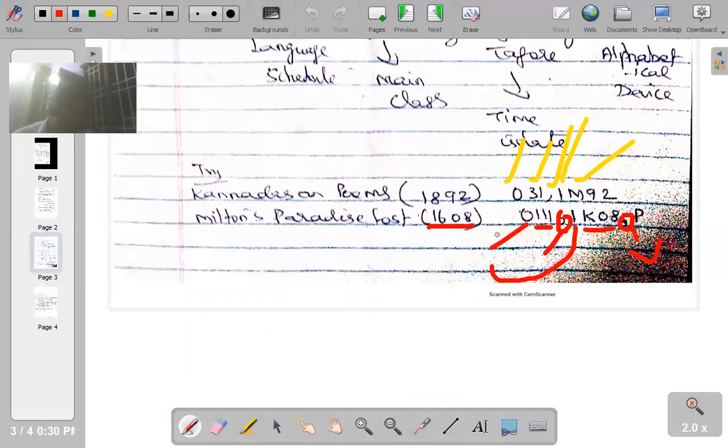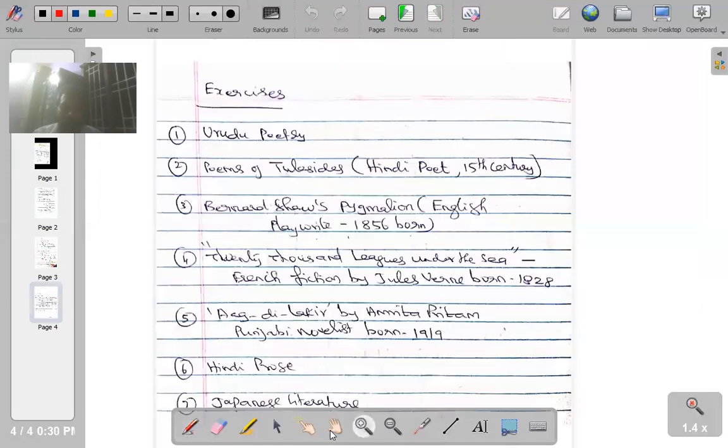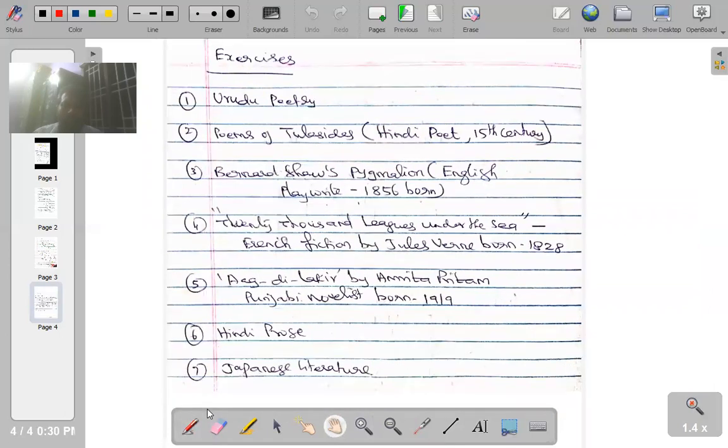Okay. I think this is what I want to tell you with regard to the main class O literature. Now, these are the examples you are going to try at home. One is Urdu poetry. So the language is Urdu, and the form is poetry. Then poems of Tulsidas. Tulsidas is a Hindi poet who belongs to the 15th century. He has written poems in the Hindi language.